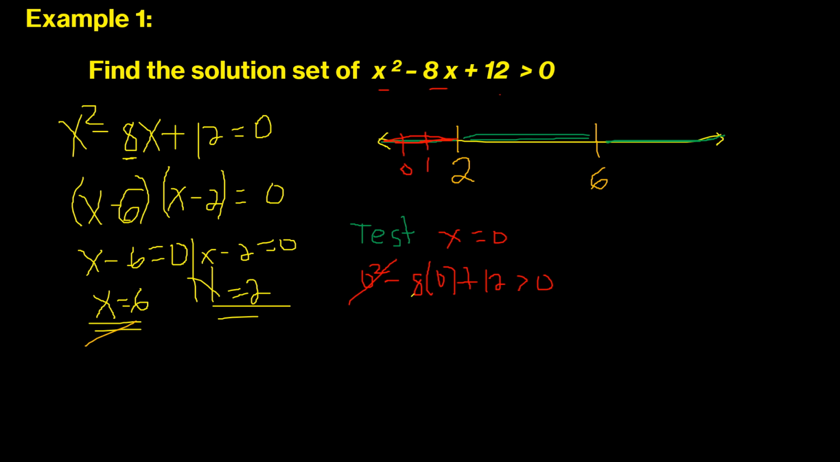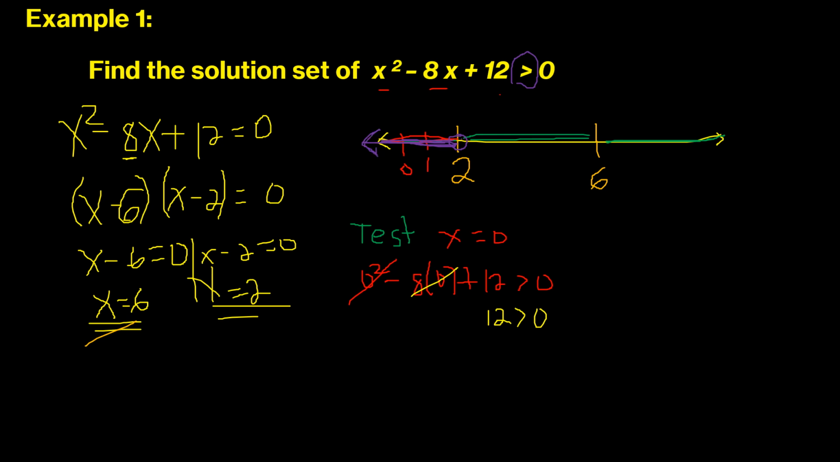Also, 8 times 0 is 0, so we have 12 is greater than 0. So this is true. That's why one solution set is found in this region, which is from 2, but 2 is not part because we don't have an equal sign here. From 2, then going to the left. So this is one of the solution sets.